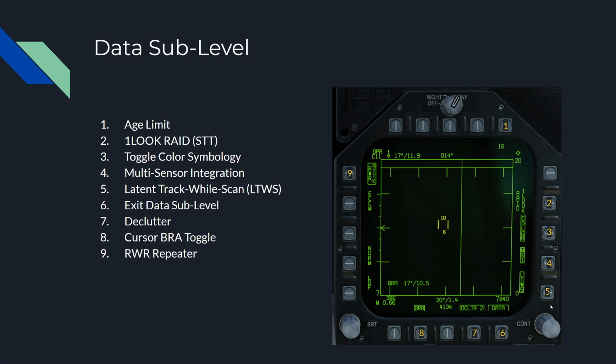Press LTWIS. LTWIS is pretty big. So what you're seeing here is what it defaults to in the jet. Without touching anything, the only thing I've touched to make the screenshot is the age limit. By default, the Hornet will be in LTWIS. It will have MSI enabled. It will have color enabled. One look will be disabled, and it will have all declutter options on. And it will also have BRA enabled. You can disable and enable that BRA readout with that push tile.